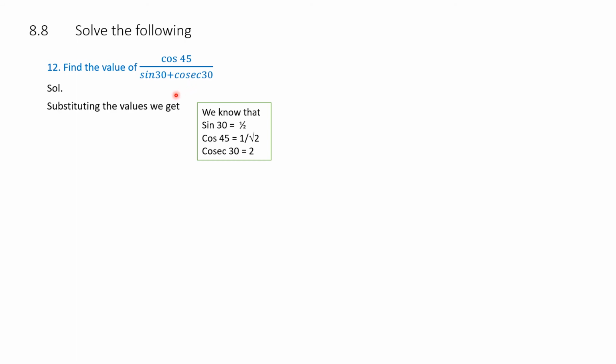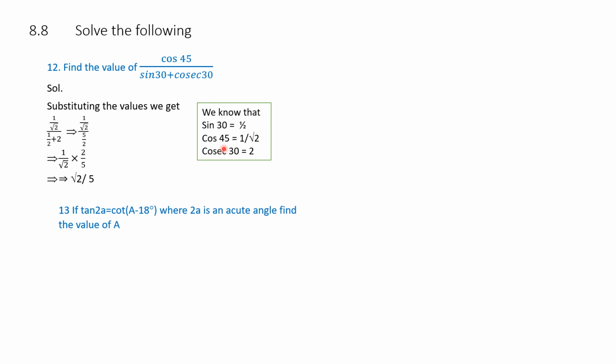Substituting the values, we get cos 45 is 1 by root 2, whole thing divided by sin 30 is half plus cosecant 30 is 2. That is 2 plus a half, which is 5 by 2. Numerator is 1 by root 2. Dividing, we get 1 by root 2 into the denominator reversed, that becomes 2 by 5, hence root 2 times. The answer is root 2 by 5. All that you have to remember is the standard values. So you please practice it.